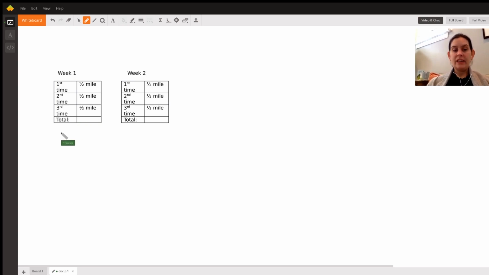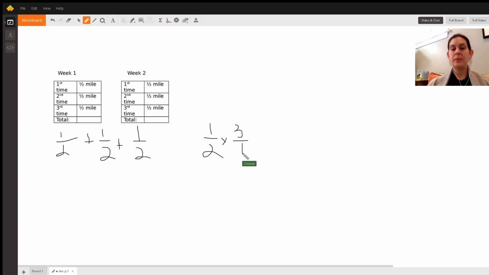One is to add, which would be 1/2 plus 1/2 plus 1/2. Whoops. Hope you can read my 2 there. The other way would be to multiply 1/2 times 3. It all depends on what you are most comfortable with and what your class has reviewed so far at this point in the school year.